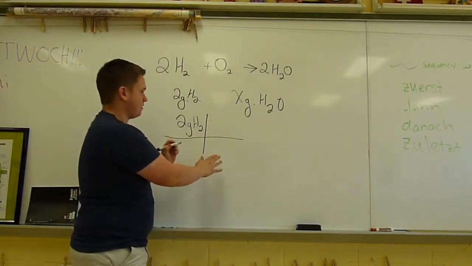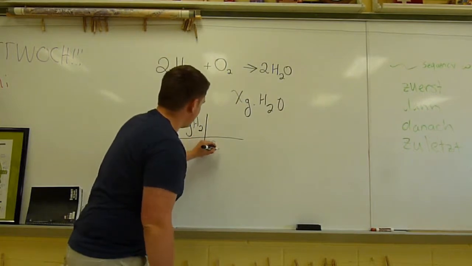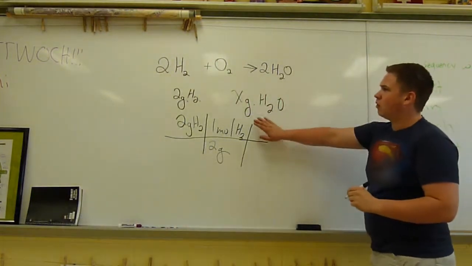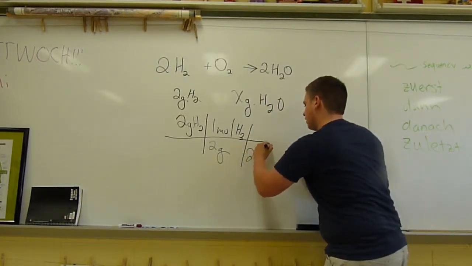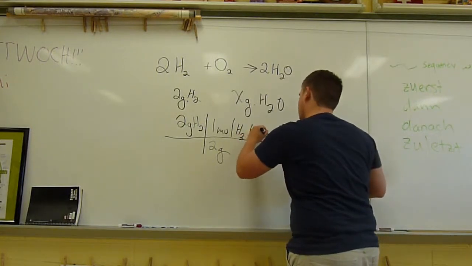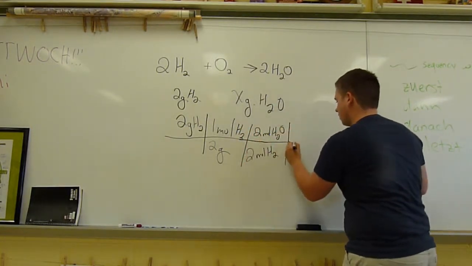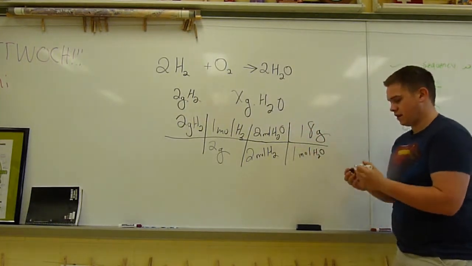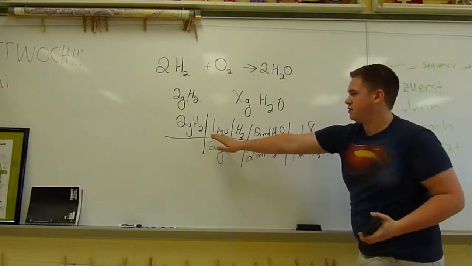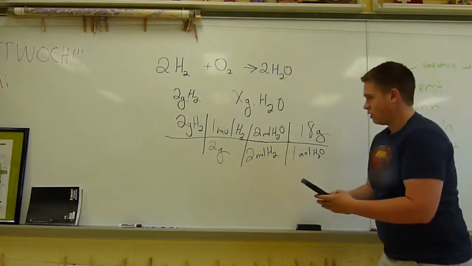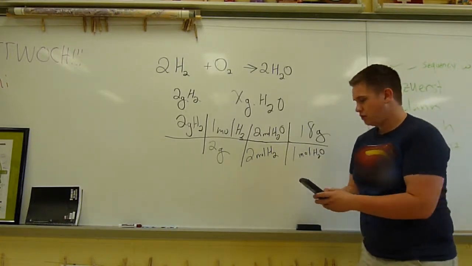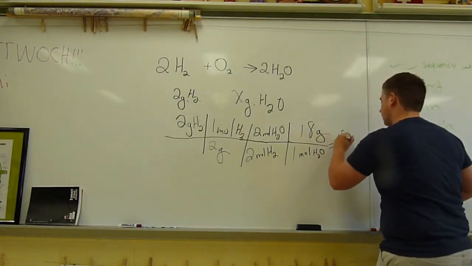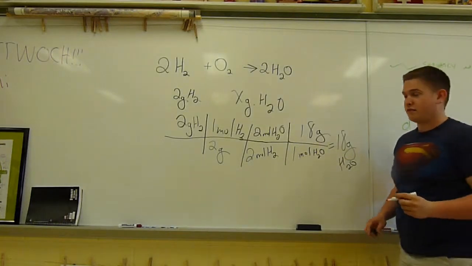So we'll start by putting in what we know, which is 2 grams of H2. And H2's molar mass is 2 grams per 1 mole H2. And for every 2 moles of H2, there are 2 moles of H2O produced. For every 1 mole of H2O, there's 18 grams. The way T-charts work is you multiply across the top and divide by everything on the bottom. So we'll take 2 times 1 times 2 times 18, giving us 72, and divide by 2 times 2, or 4, which gives us 18 grams of H2O produced for every 2 grams of hydrogen gas.